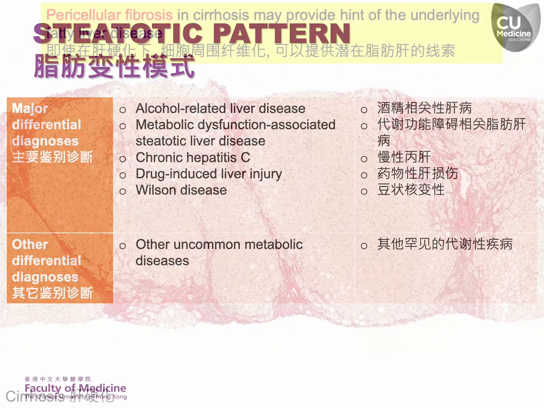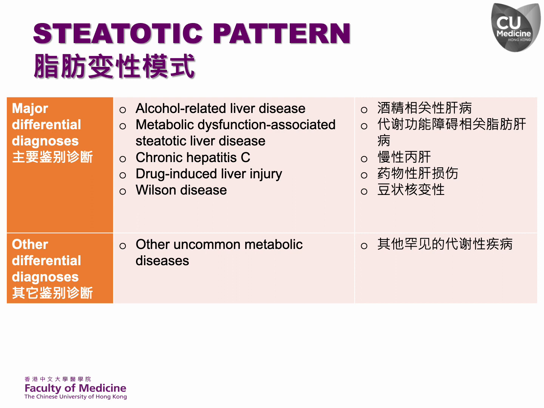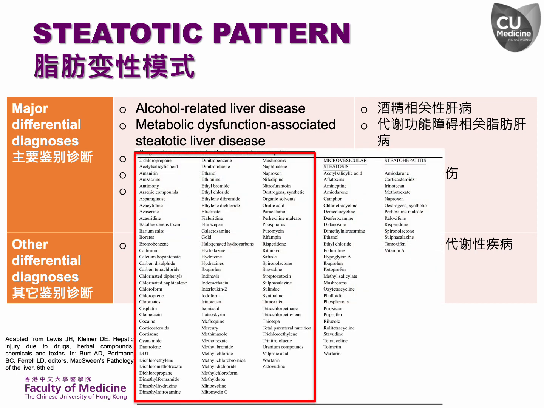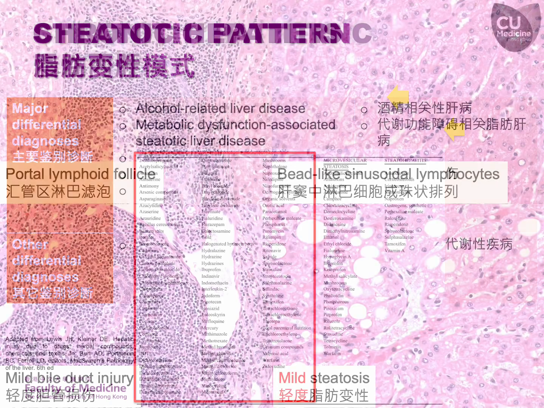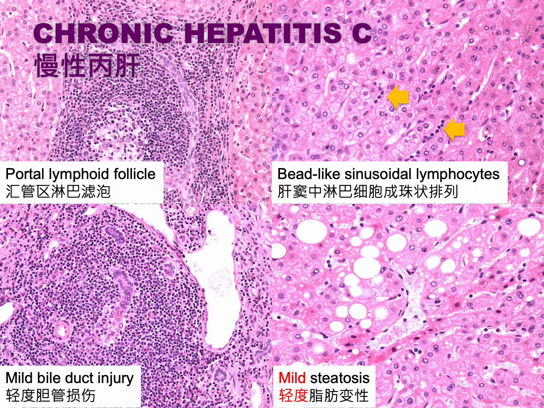The major differential diagnoses of the steatotic pattern are alcohol-related liver disease, metabolic dysfunction-associated steatotic liver disease, chronic hepatitis C, drug-induced liver injury, and Wilson disease. This table highlights different medications and toxins associated with macrovesicular steatosis. Mild steatosis is typically observed in chronic hepatitis C, particularly with genotype 3. In addition to steatosis, there is usually portal lymphocyte-predominant inflammation, mild bile duct injury, and bead-like sinusoidal lymphocytic infiltrate.